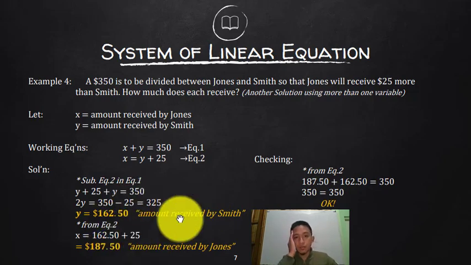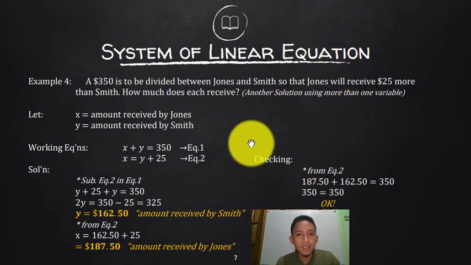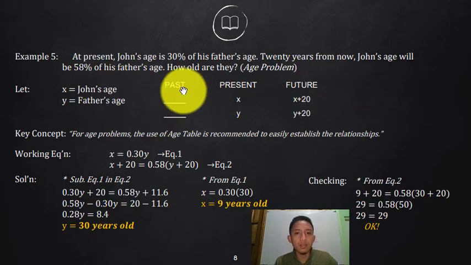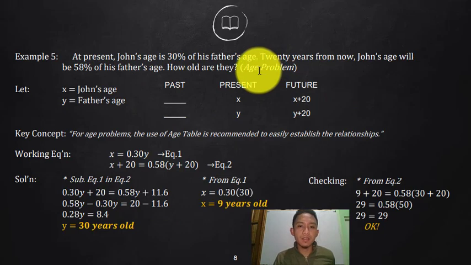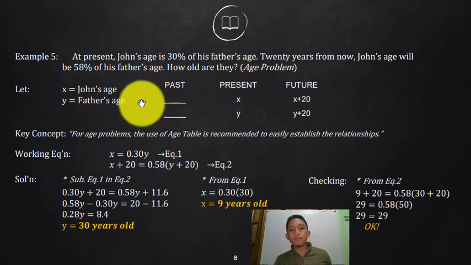So that is another solution for your example number 1 a while ago. But this time we solved it using more than one variable. Okay, a system of linear equations. Let's have two more examples for your systems of linear equations.